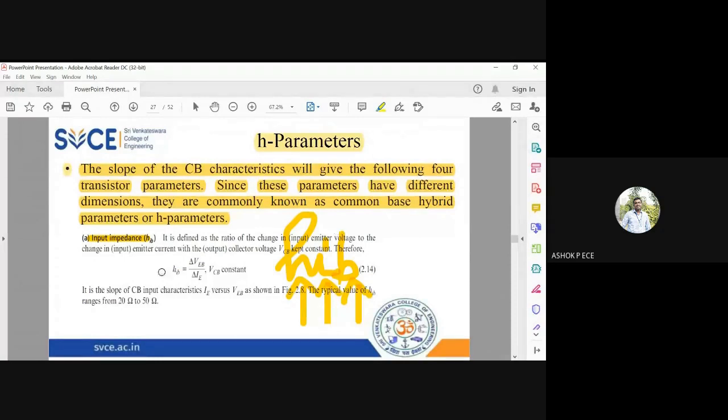And do you know what is the unit of input impedance? What is the unit of impedance? It is ohms. See the last line given here. The typical value of HIB is 20 to 50 ohms. So should input impedance be high or low? Can anybody answer this question? Is 20 to 50 ohms okay or not okay? They have given the input impedance HIB for this common base as varying from 20 to 50 ohms, right? Whether this value is okay or not okay, I want the reason.